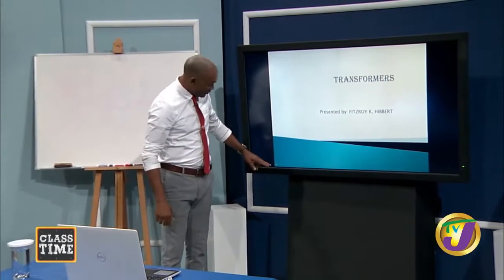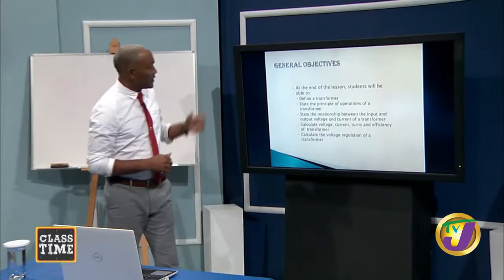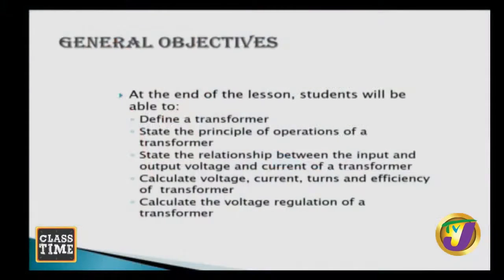Transformers. Our objectives for today's lesson are, at the end of our lesson, students will be able to define a transformer, state the principles of operation of a transformer, state the relationship between the input and output voltage and current of a transformer, calculate the voltage, current, turns and efficiency of a transformer, and calculate the voltage regulation of a transformer.